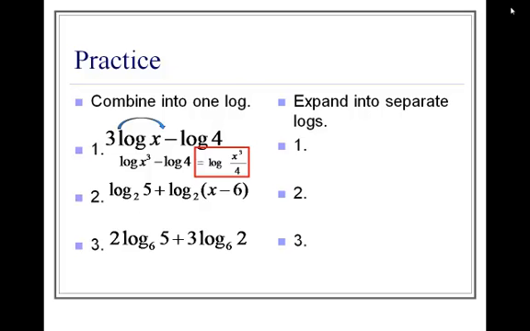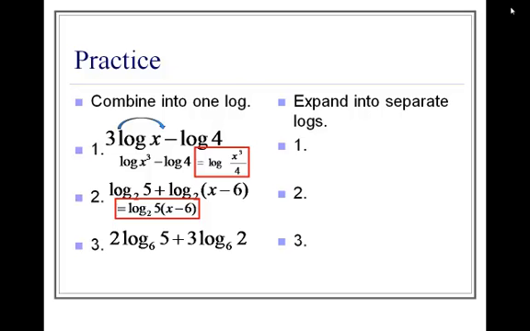Okay, on number 2, the plus sign means that we can multiply. So we'll have log base 2 of 5 multiplied with x minus 6. Now you can distribute that 5 if you want to and say 5x minus 30, but 5 times x minus 6 is completely correct and fine.